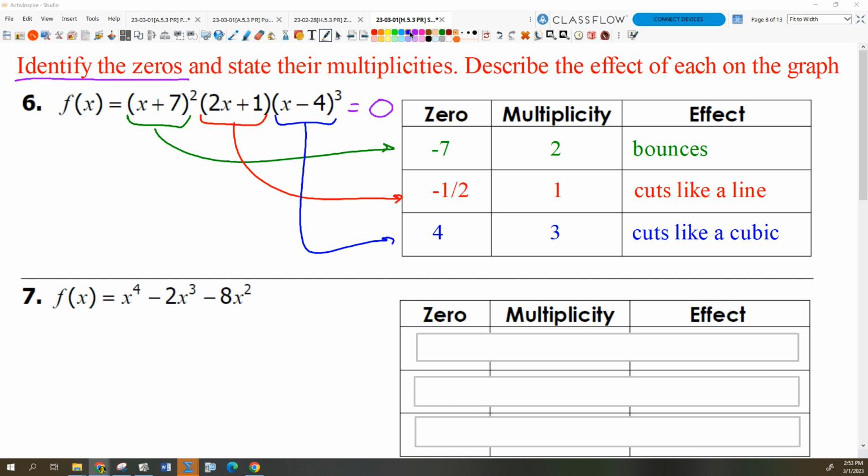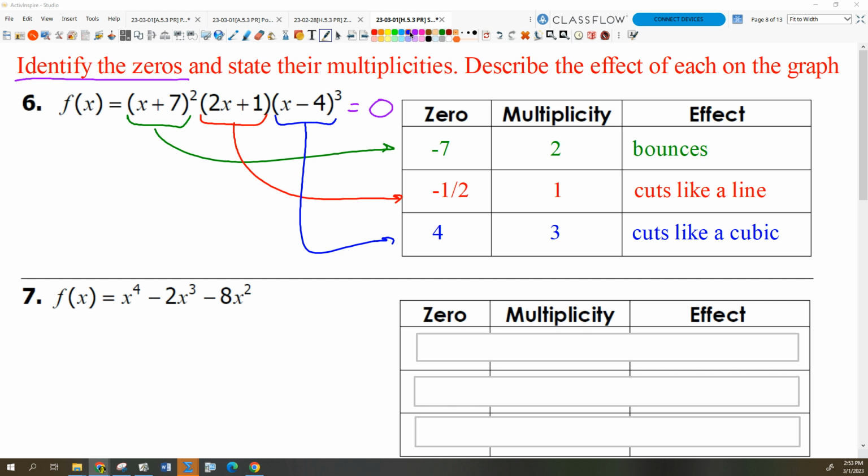And based on the multiplicity of those zeros, that tells us the nature of the x-intercepts, okay? Because the multiplicity of the red 0 was 1, that factor was to the first power. That means it's going to act like a linear polynomial, and it's going to cut through the x-axis like a line. Because the multiplicity of the 0 at -7 was 2, it's going to act like a quadratic polynomial. It's going to look like a parabola, and it's going to bounce off the x-axis, right?